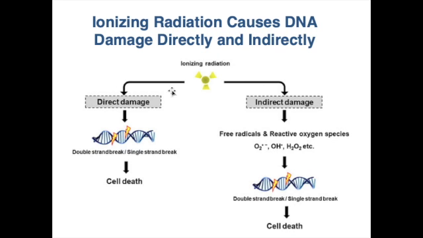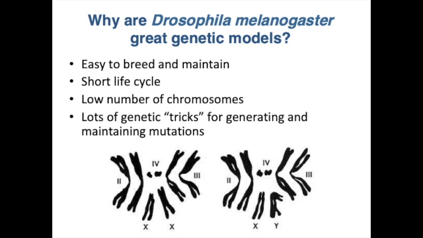But you should understand that the ionizing radiation that we use, or gamma radiation, causes cell death in two different ways. Another thing that seemed to confuse people was the number of chromosomes that the flies have. So every cell in a fly has two copies of the four chromosomes that contain the genome of the fly.